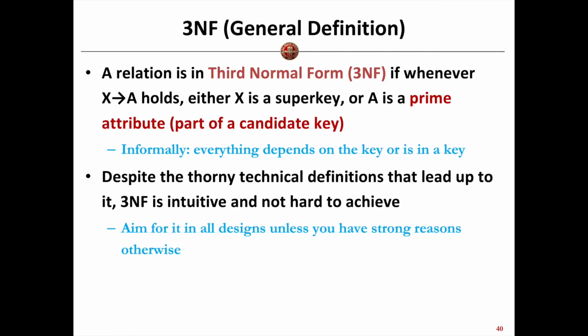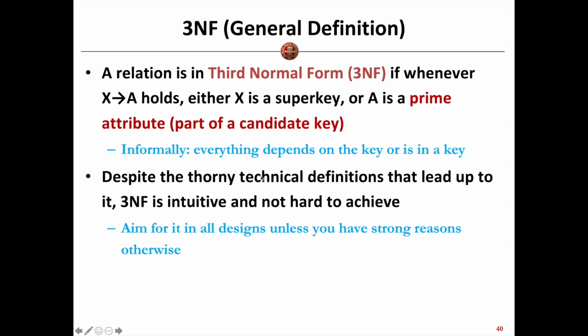We can also describe this definition in English. We can say a relation is in the third normal form if whenever we have an FD, X implies Y holds, then the head X is a superkey, or A is a prime attribute. A prime attribute means it is one part of a candidate key. A candidate key means it is a key for the relation, because given a relation, we can have different keys, right? If so, then we can say this relation is in the third normal form.